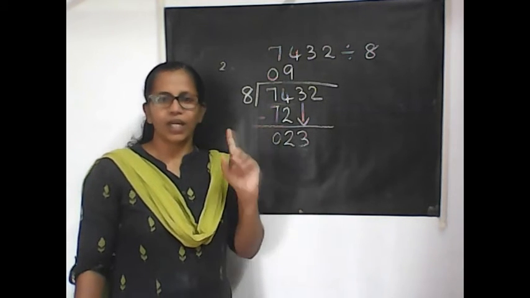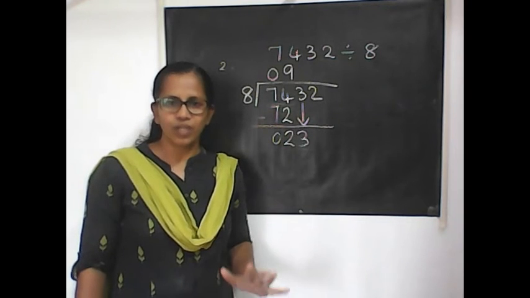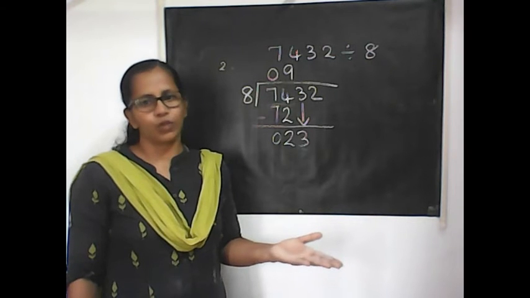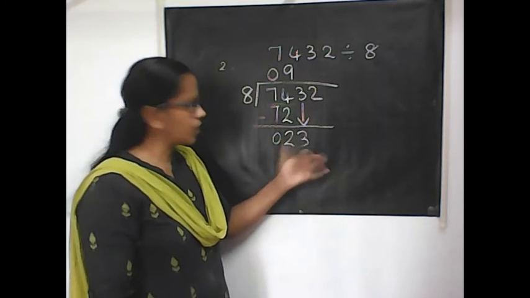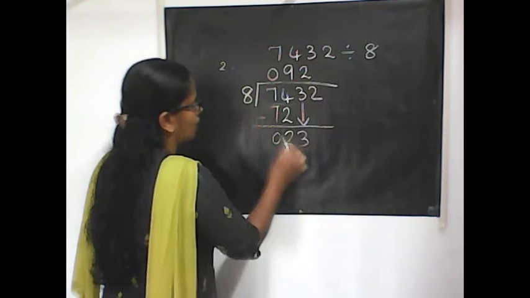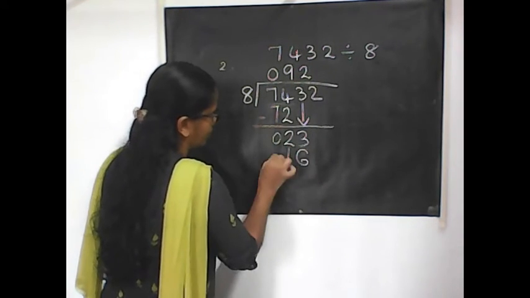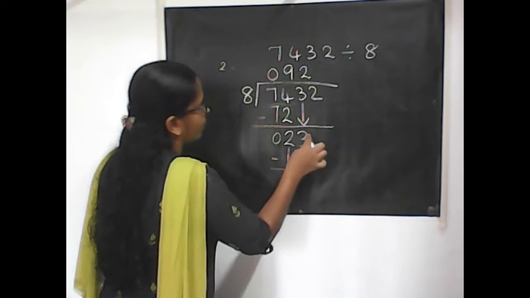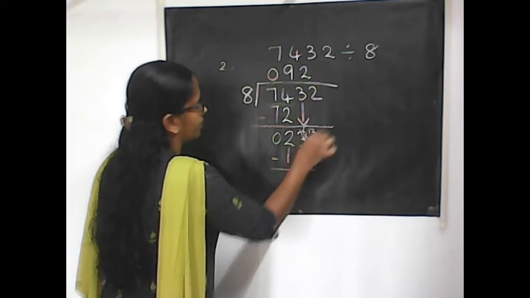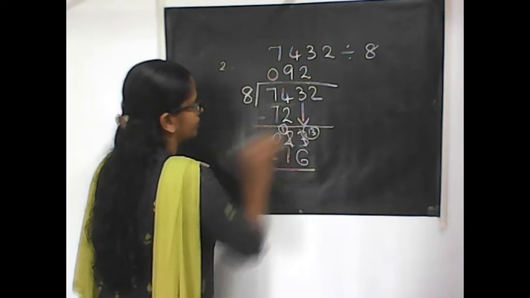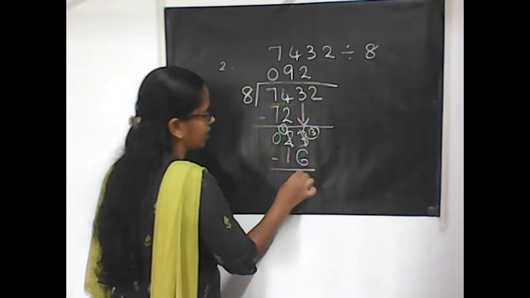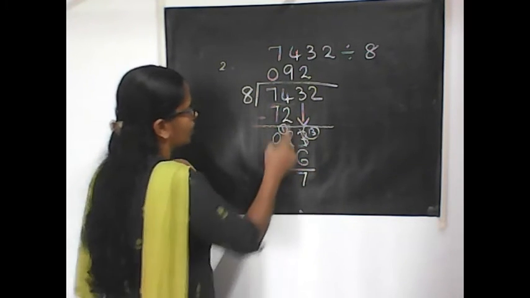8 1s are 8. 8 2s are 16. 8 3s are 24. So if you take 8 3 times, you should have 24. Since you have only 23, you cannot take 3 times. So just before that, 2 times. 8 2s are 16. Right, just below here. Minus. From 3 minus 6 you cannot do. So make it 13 by borrowing from here, and it will become 1. 13 minus 6, you will get 7. 1 minus 1 is 0.